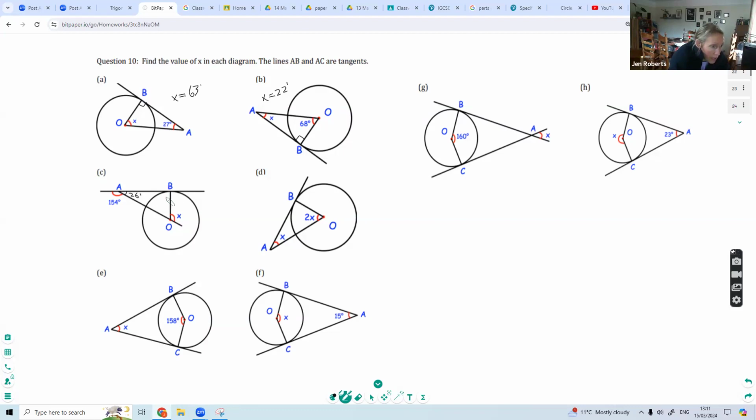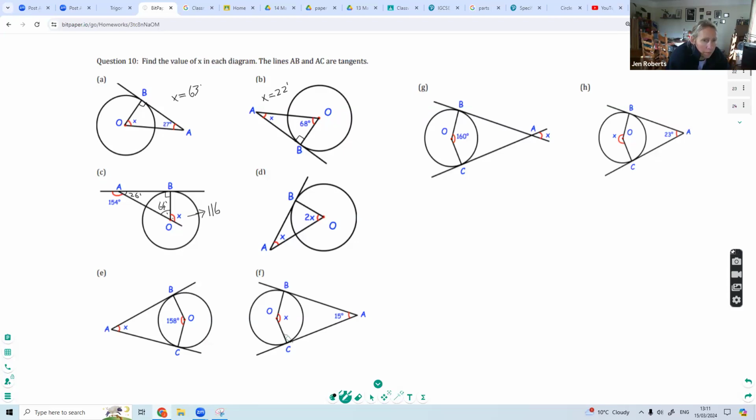We know this is 90 because we've got a tangent to a radius. So what's this one? Well, 180, take away 26, take off 90. Angles in a triangle gives you this is 64. These angles on a straight line add up to 180. So 180, take away 64, gives you this one is 160.